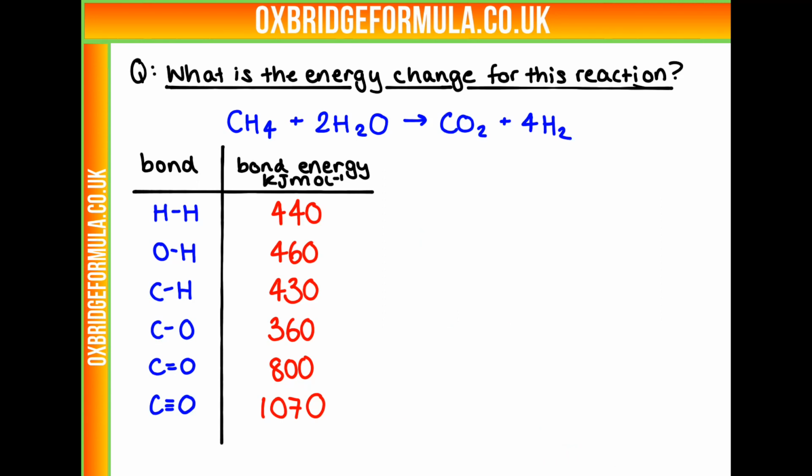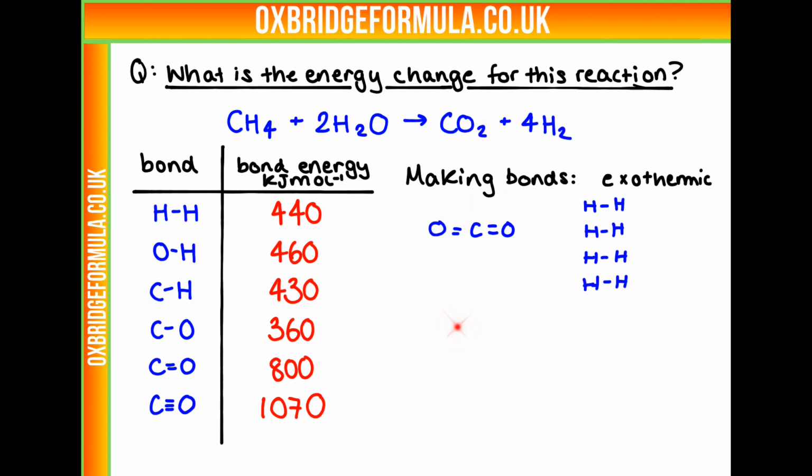So now let's do exactly the same but for making our bonds, which we know must be exothermic if the other is endothermic. So what bonds do we have? Well, here we have our carbon dioxide and our 4 molecules of hydrogen. So for our carbon dioxide we have 2 C double bond O, so that's 2 times 800, or negative 1,600 because it's exothermic, we need that negative sign there.